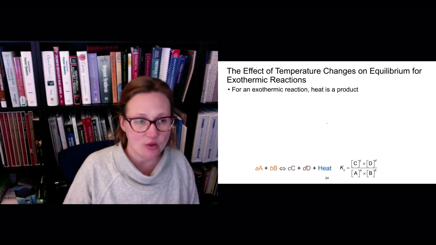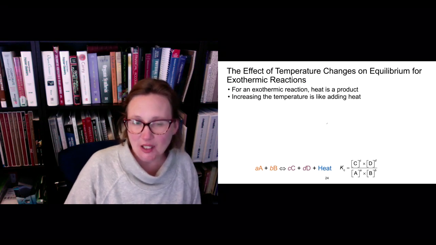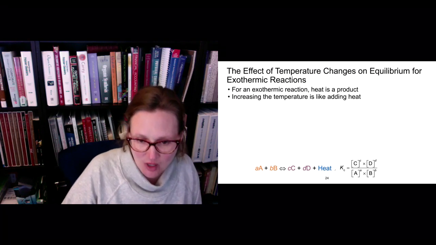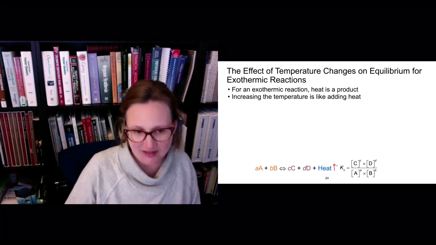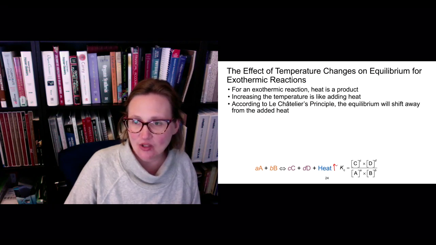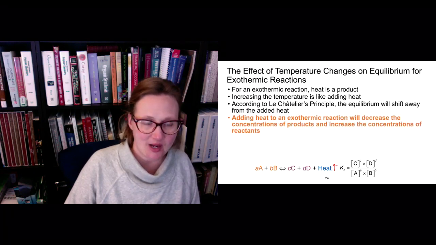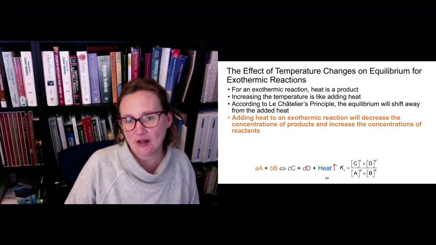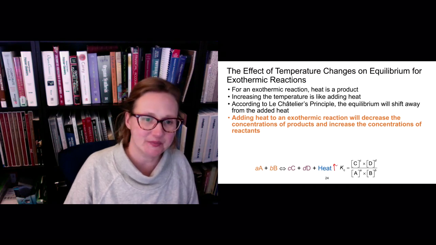All right, so look at this. We have an exothermic reaction, heat is a product. We're going to increase the temperature. So we're adding heat, right? We're adding a product. What's going to happen? According to Le Chatelier's, the equilibrium is going to shift away from the heat. So it's going to shift towards the reactant. So adding heat to an exothermic reaction will decrease the concentration of products. Right? Decrease the concentration of products.